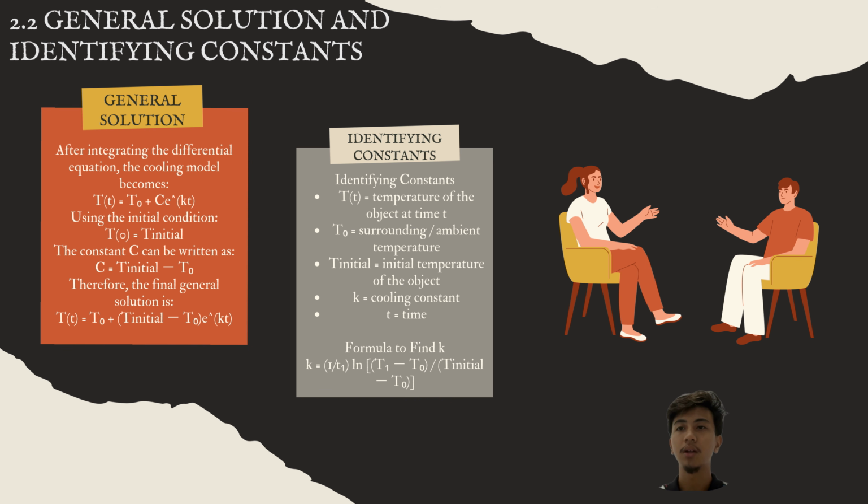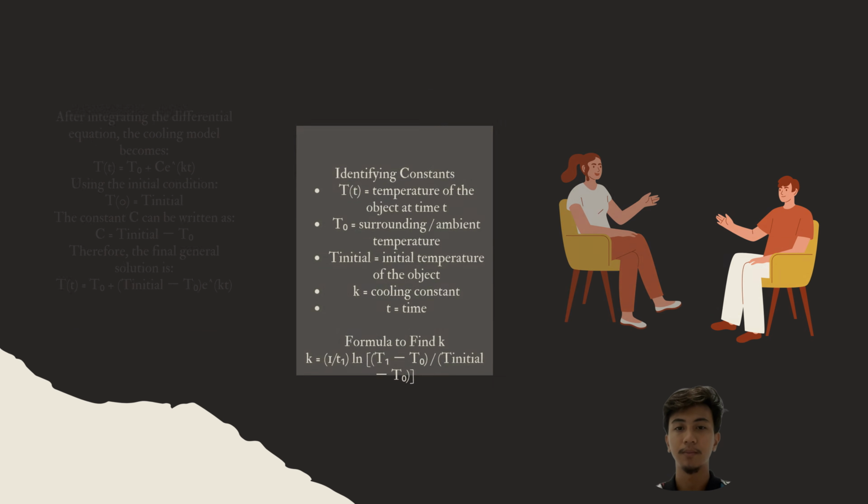Next, identify the constants. The ambient temperature T naught is the constant surrounding temperature, measured directly with a thermometer. The cooling constant k depends on material properties. Calculate it using a second known data point: k equals 1 over t1 times ln of (T1 minus T naught) over (T initial minus T naught).